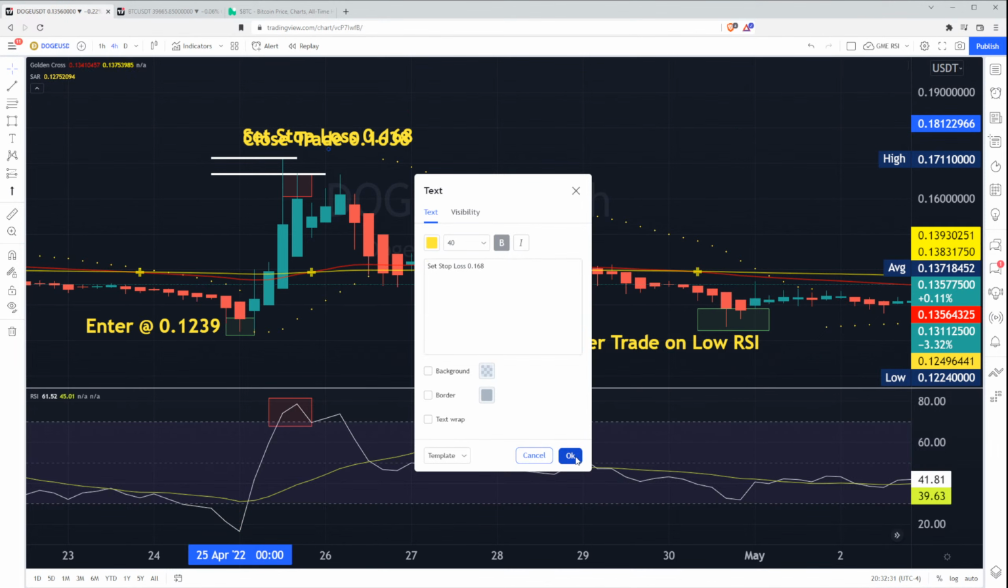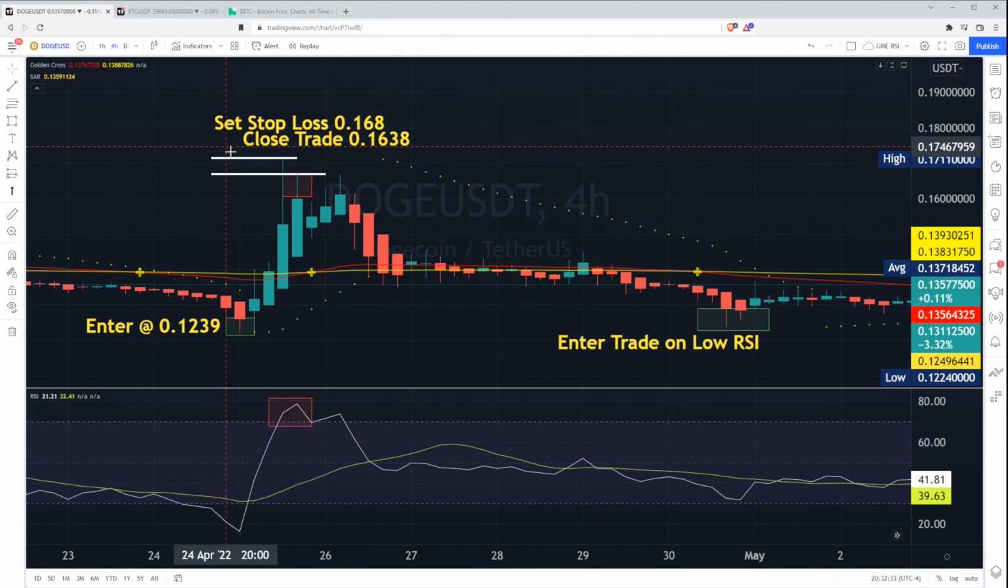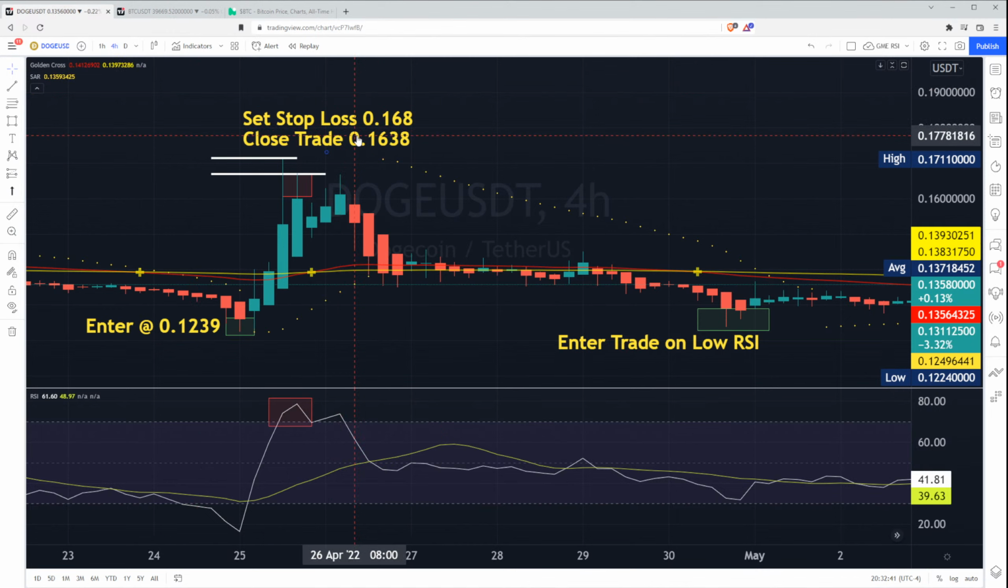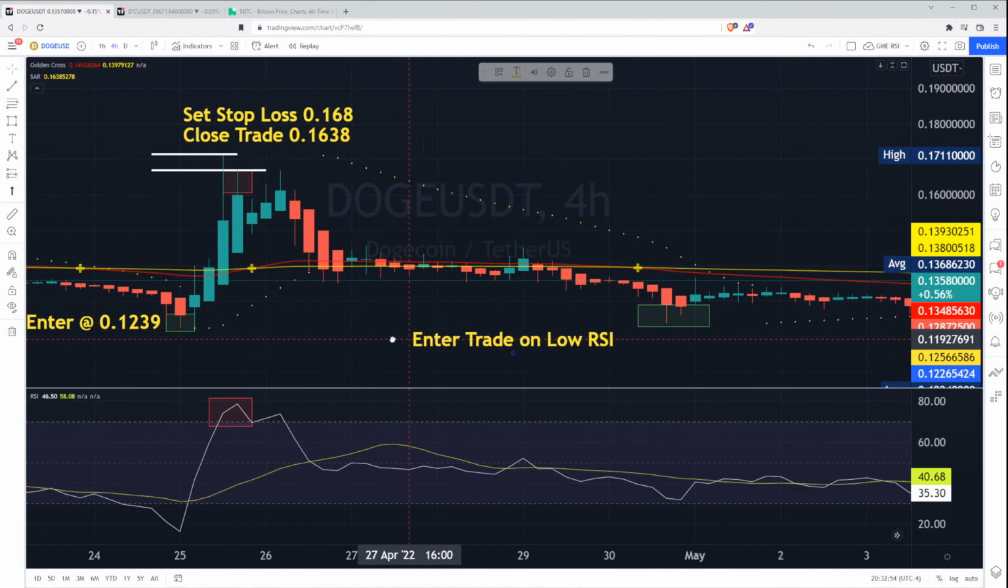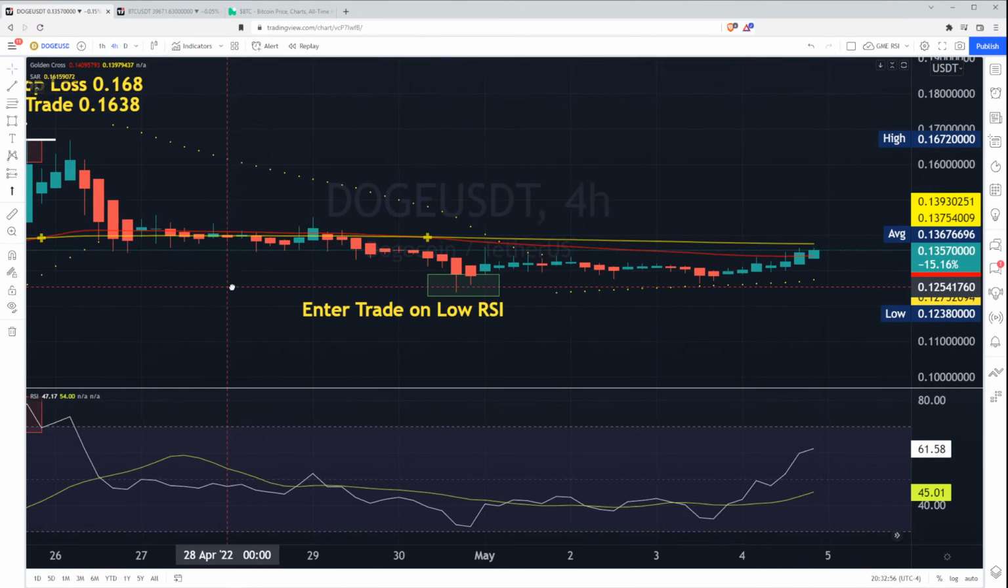You just keep adjusting that stop loss when the price is going up higher. And once we got rejected at 17.1 and started coming back down, your stop loss would trigger. You close the trade. You earn about 1 cent per Doge per hour. Not per hour, per 4 hour candle. So that's pretty good profits right here. And then you can rinse and repeat.